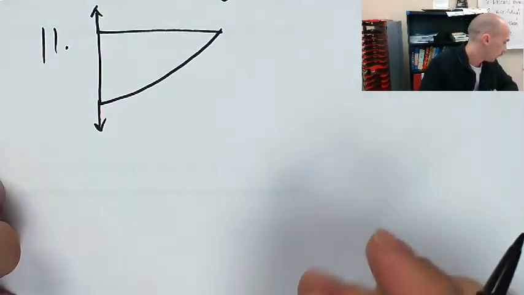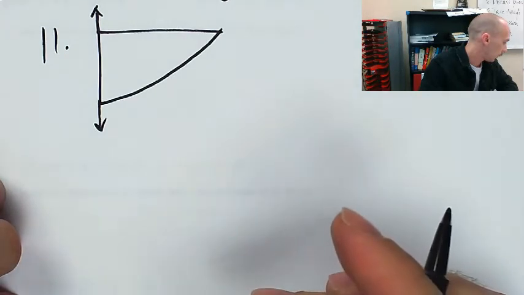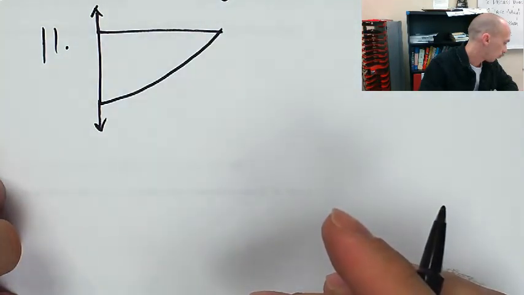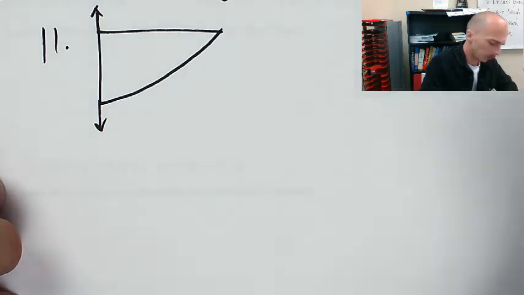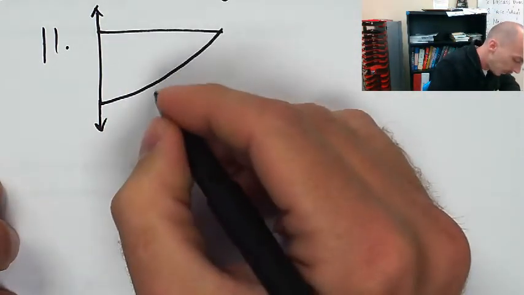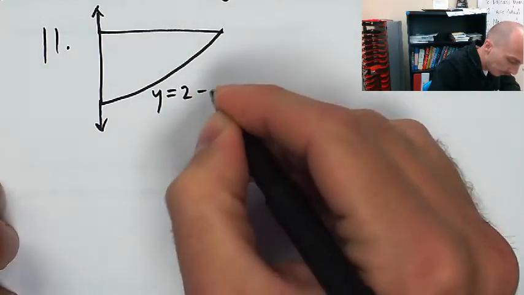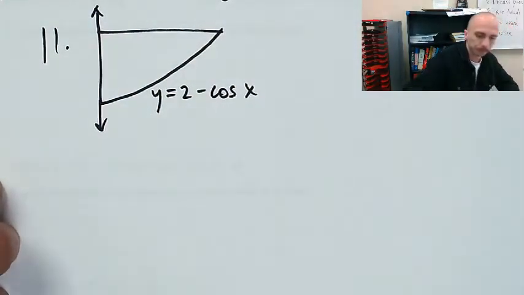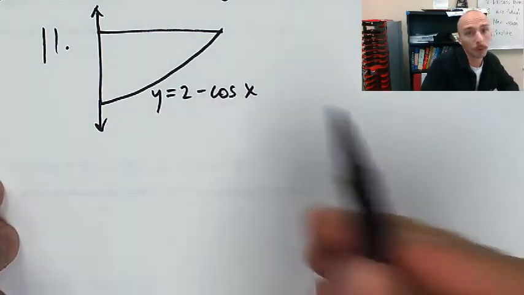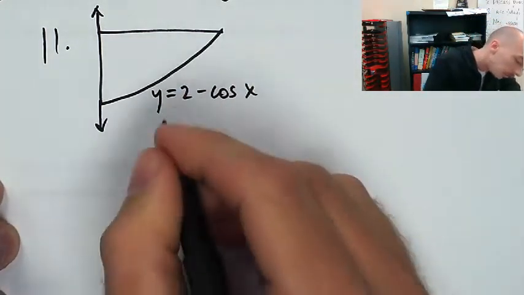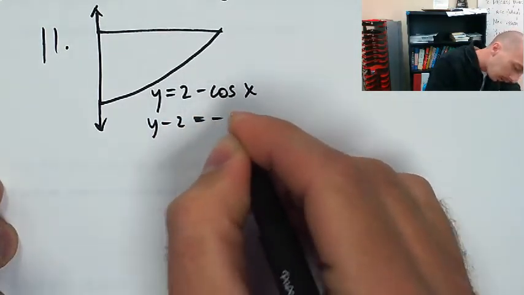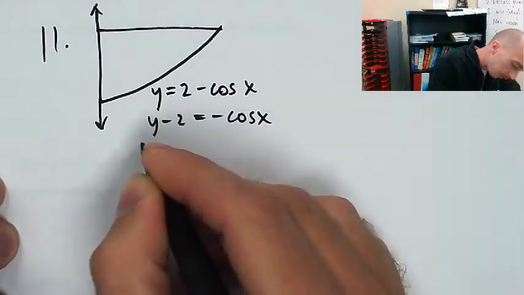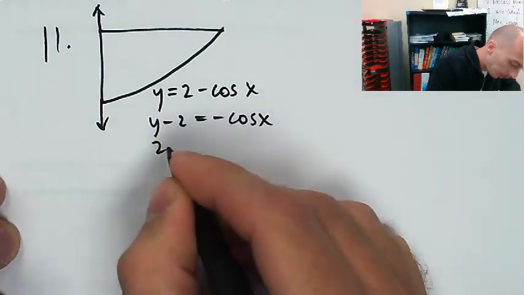All right, and volume of the solid. Okay, I don't know what my problem was here. This is y equals 2 minus cosine x. If I need to solve for x in terms of y, which I'm going to if I'm going to rotate around a vertical axis, I'm going to say y minus 2 equals negative cosine x, meaning cosine x is equal to 2 minus y.